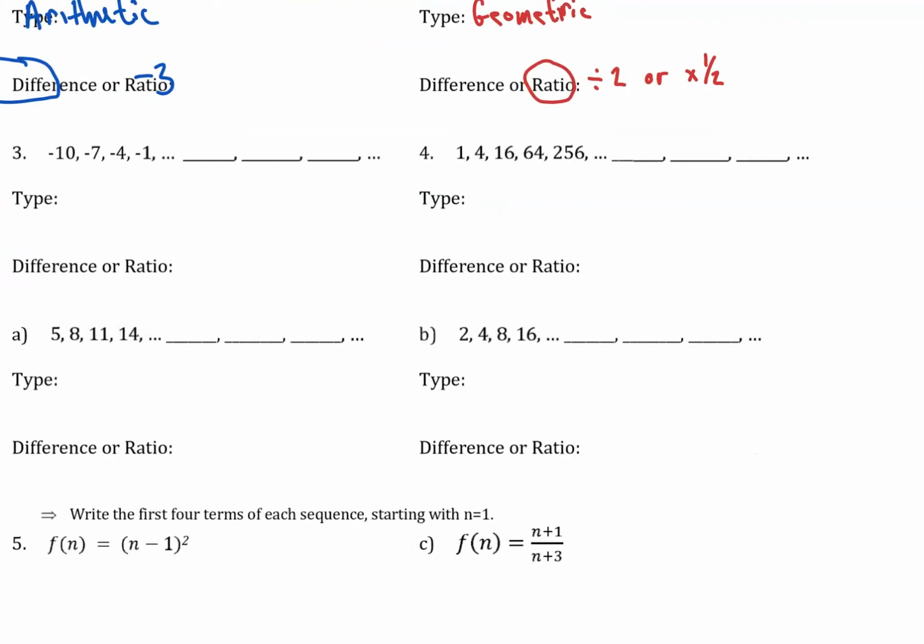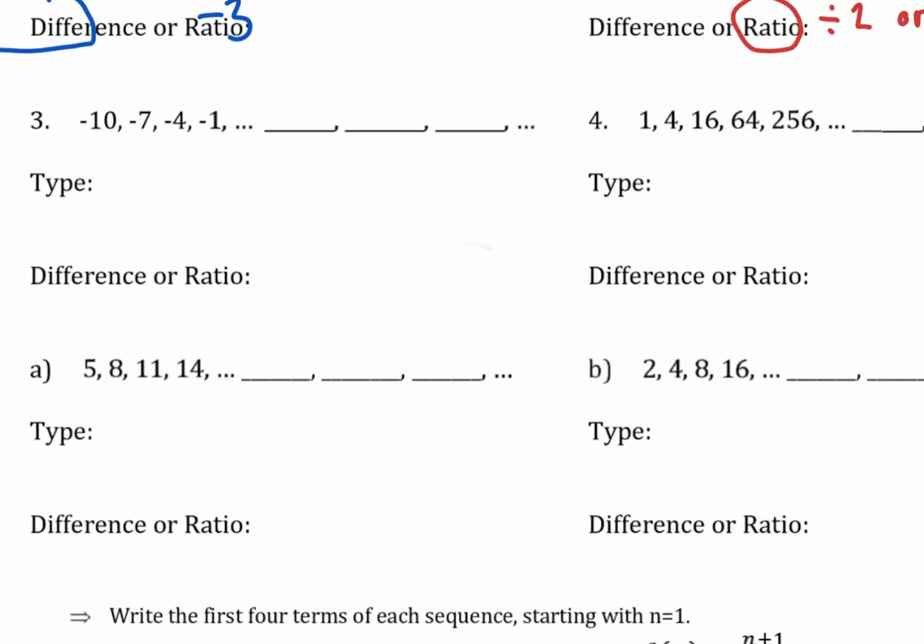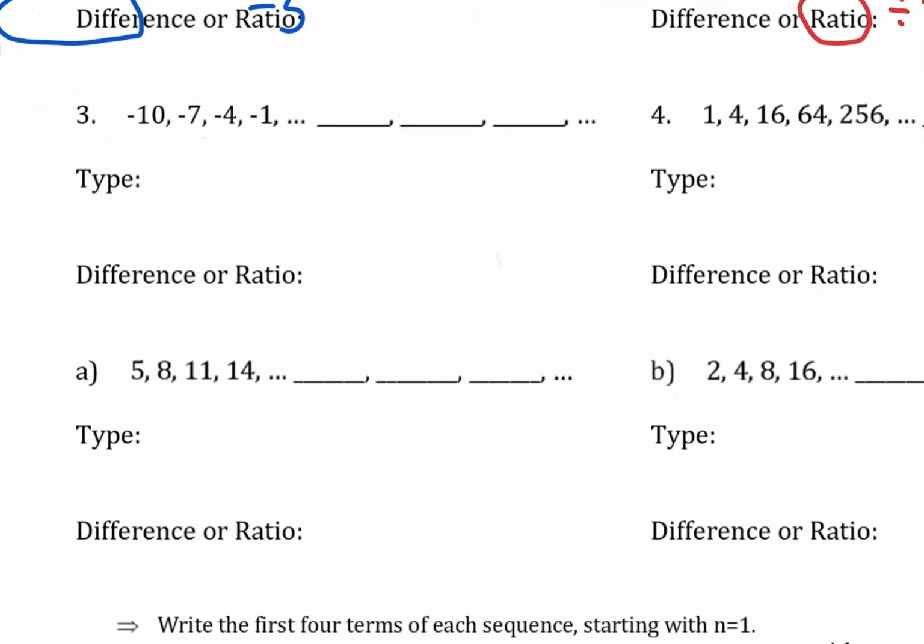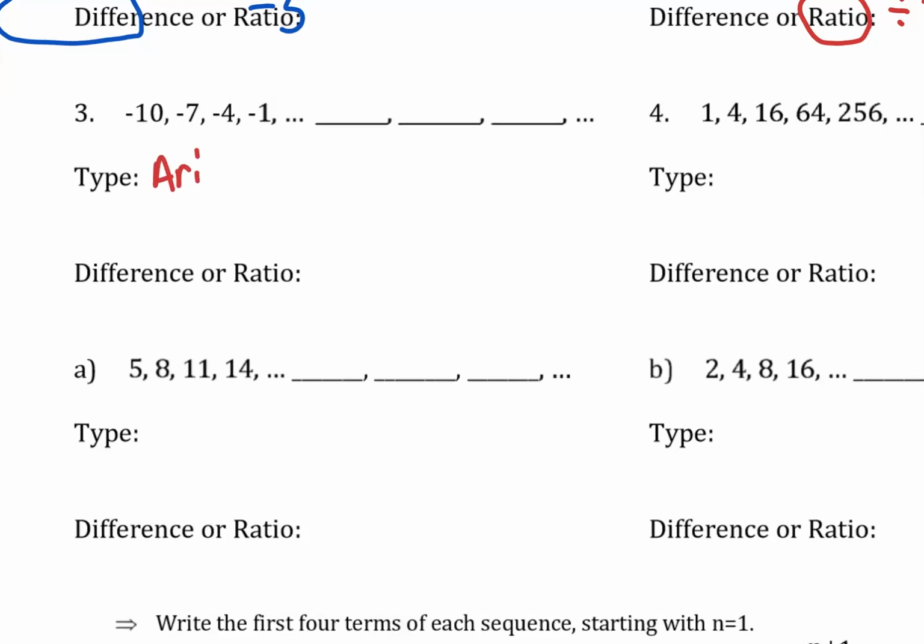Now, let's go to this next one. It's saying negative 10, negative 7, negative 4, and negative 1. So what type would this be? It looks to me like we're just going up by 3 each time. So we have an arithmetic sequence again. This is a difference situation, not a ratio. And our difference in this one is going to be plus 3.